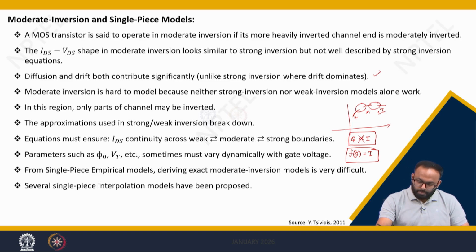First, we need to take care of these things: in moderate inversion, diffusion and drift both contribute significantly, and hence we cannot ignore one of the current components, either IDS1 or IDS2.